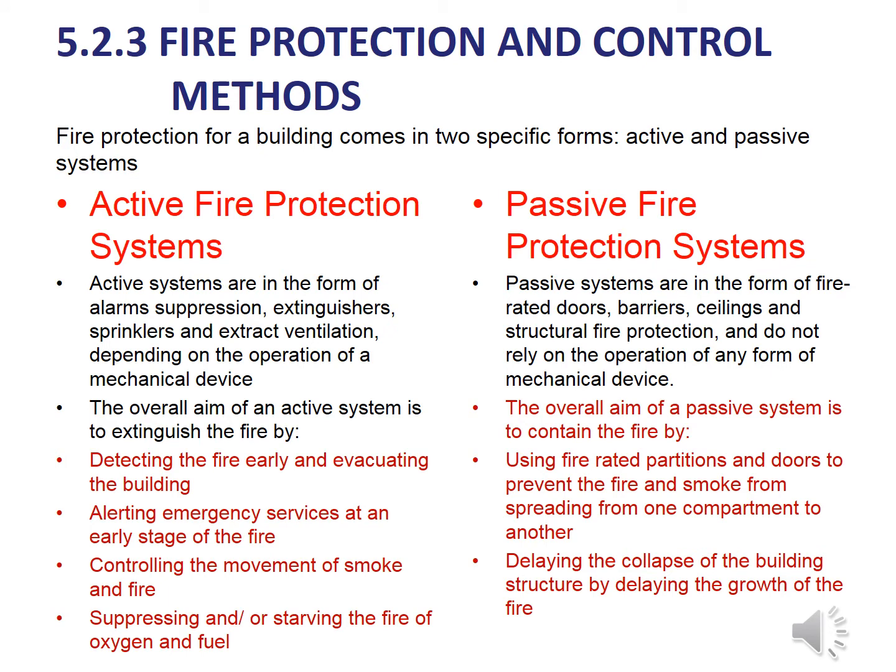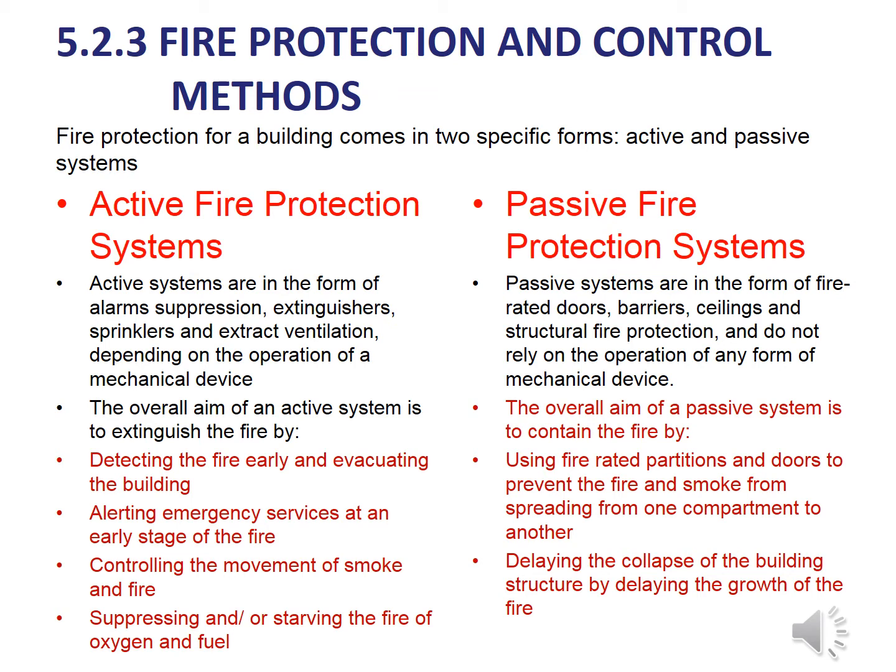Fire protection and control methods. Fire protection for a building comes in two specific forms, active and passive systems. Active fire protection systems. Active systems are in the form of alarm suppression, extinguishers, sprinklers and extract ventilation, depending on the operation of a mechanical device. The overall aim of an active system is to extinguish the fire by detecting the fire early and evacuating the building, alerting emergency services at an early stage of the fire, controlling the movement of smoke and fire, and suppressing and/or starving the fire of oxygen and fuel.